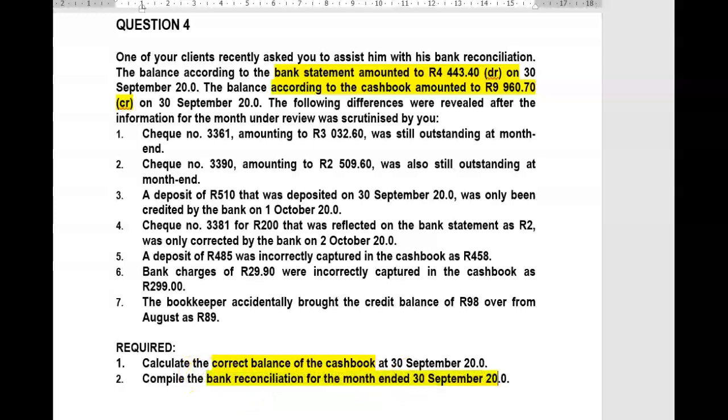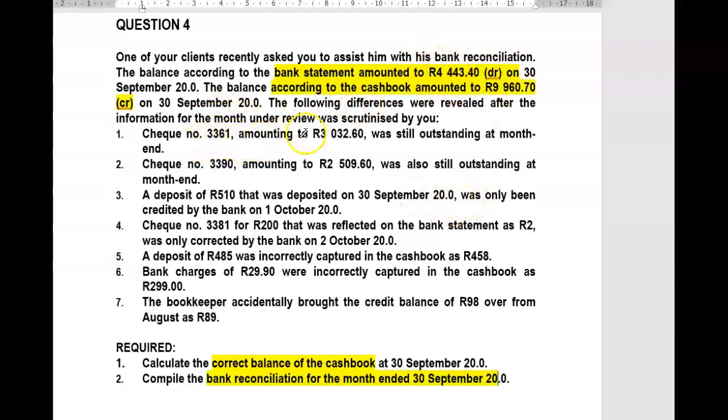So you're going to open up a T account. In your T account, on the credit side, you're going to have opening balance 996,070. Let's start our bank reconciliation with our balance as per bank statement. On the bank reconciliation statement, we're going to have balance as per bank statement in brackets, because the debit indicates it's a credit balance in our books, so it's also an overdrawn balance. So in brackets 444,340. Now let's look at the differences.